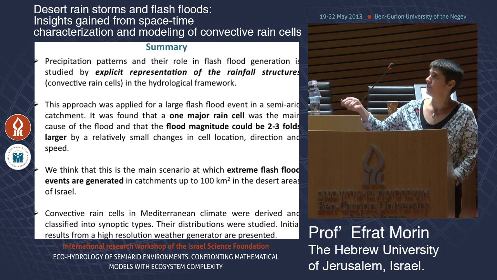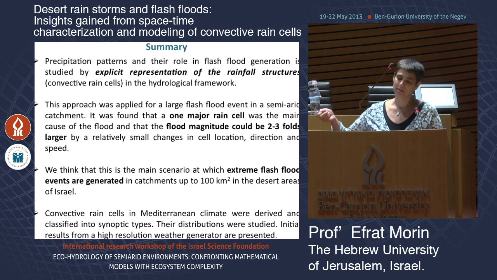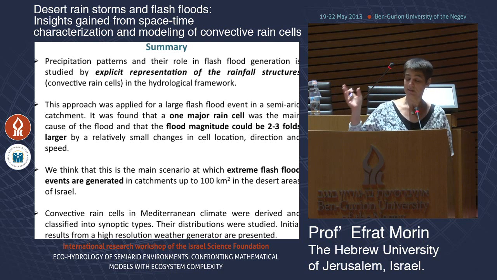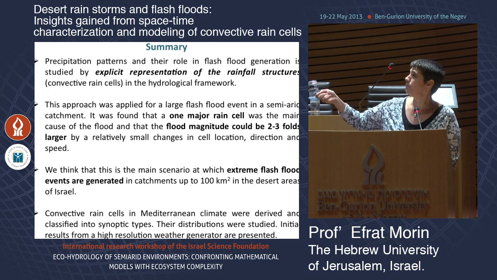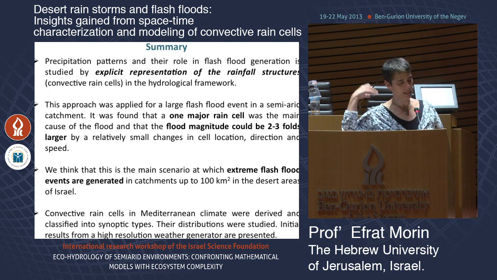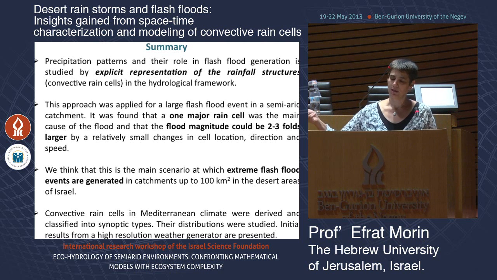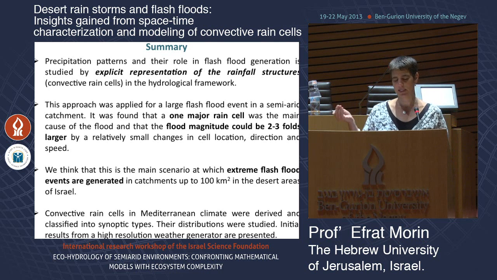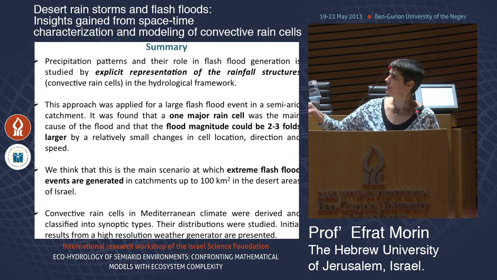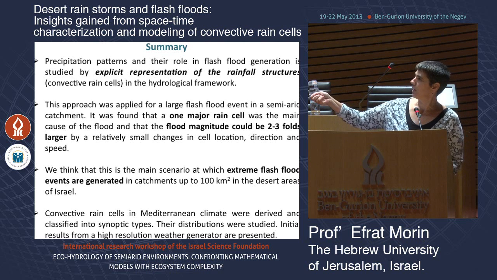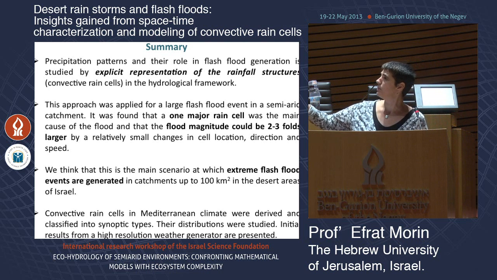And what we learned from this study is, for one case study, actually we could identify that the most important factor was one major convective rain cell out of 56. And we also understood that the flood could be even 2 to 3 times larger by small changes in location, direction, and speed. And actually, we think this is the common scenario for generating extreme flash floods in the desert of Israel, for catchments up to 1 square kilometer.